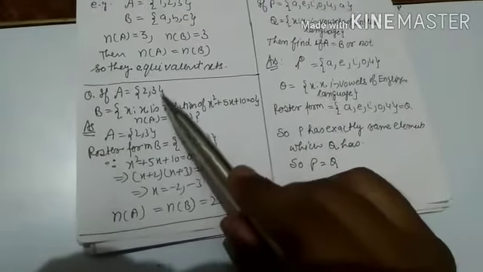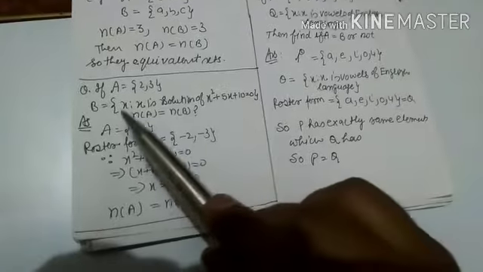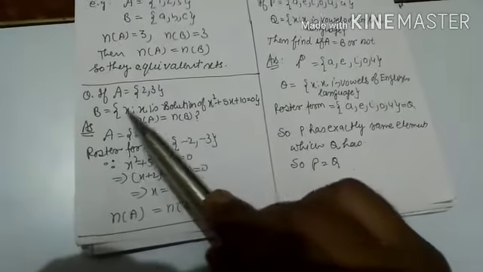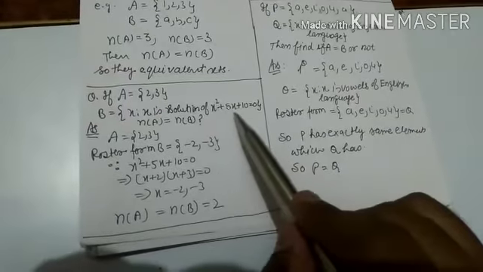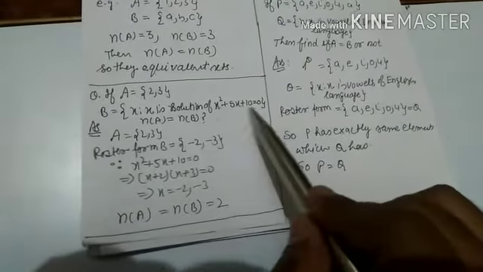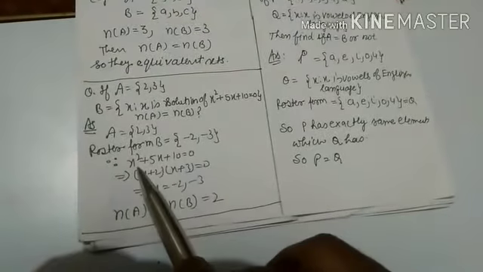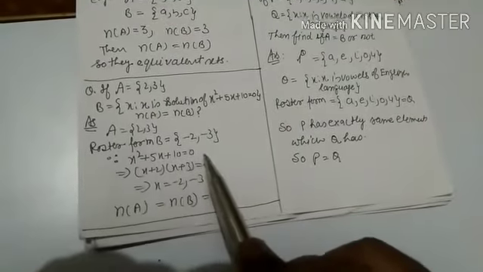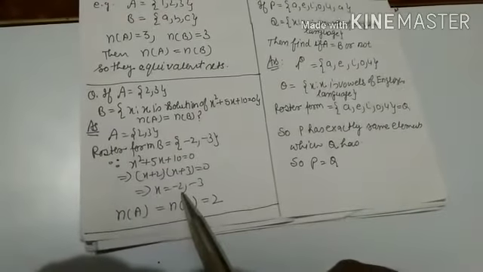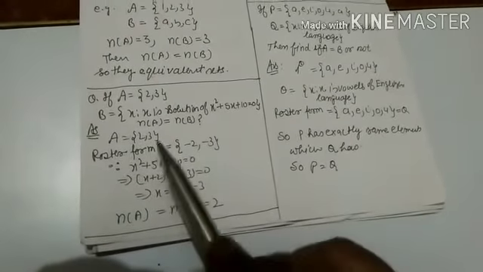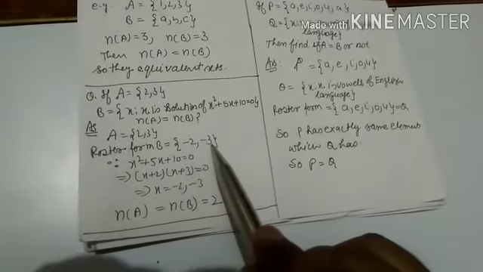First of all, we know what elements A has. A has the elements 2 and 3. But we don't know what elements B has. B has the elements that are the solutions of this equation. So first we have to solve it. Let us solve x square plus 5x plus 10. The solutions of this equation are minus 2 and minus 3. So B will be equal to {-2, -3}.